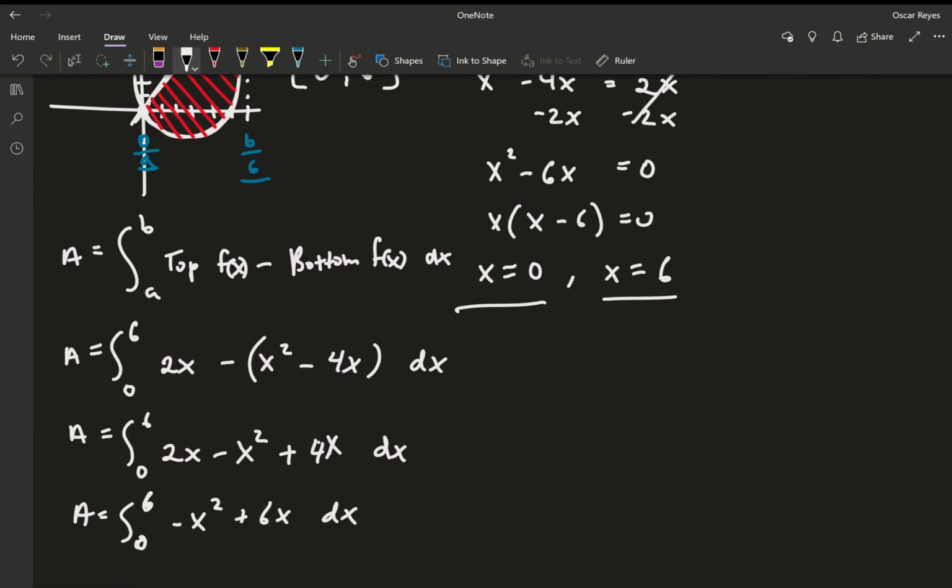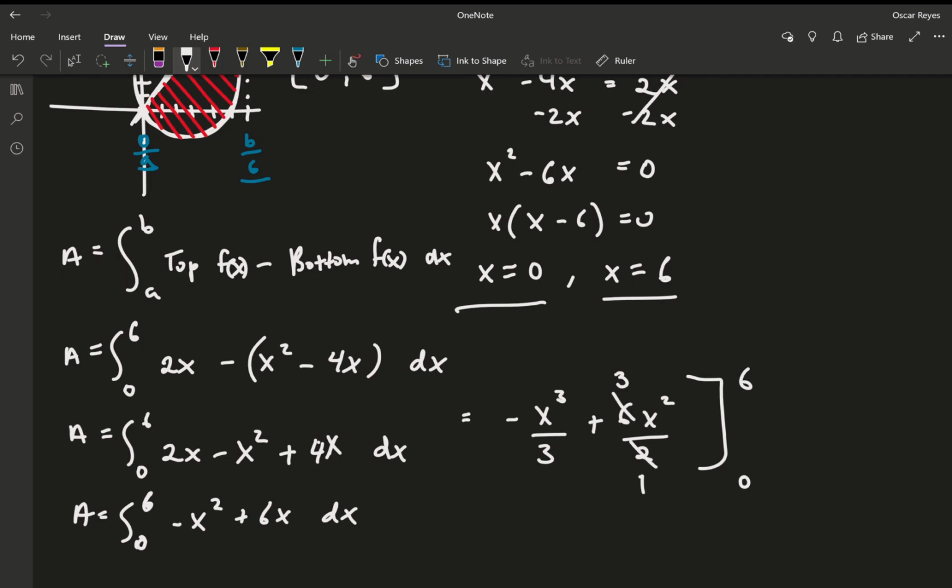Now we need to use the formula f of b minus f of a. We can only use that once we've taken the antiderivative of the integral. The antiderivative is negative x cubed over 3 plus 6x squared over 2. So now we can simplify these two, which is 1 and this is 3, and we're looking at it between 0 and 6.